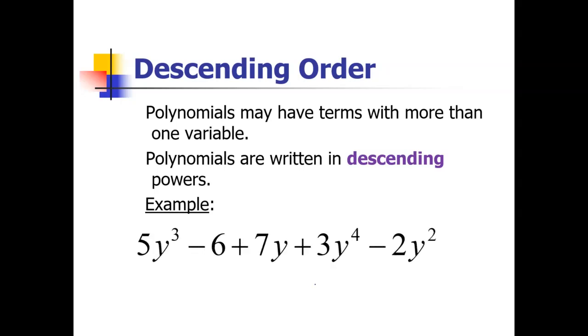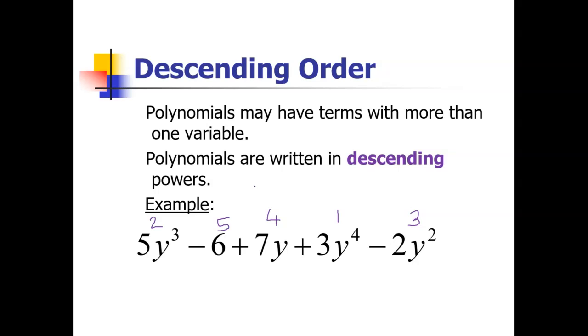5y cubed minus 6 plus 7y plus 3y to the 4 minus 2y squared, which I'm going to try to write in descending order. I will number them so that I know in which order I'm going to write. First term I will put is 3y to the 4 because 4 is the highest power. After that, I will write 5y cubed, the power 3, followed by the power 2, which is negative 2y squared. Then goes the power 1, which is plus 7y. And in the end, I'll just write the constant number, negative 6.